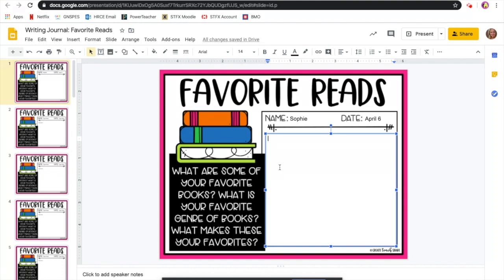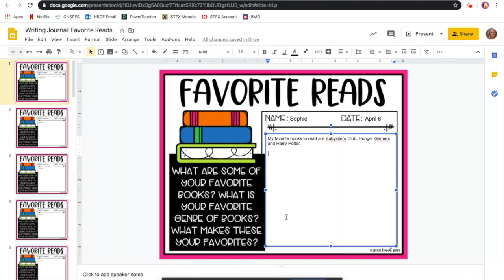So Sophie is going to tell me the first question, which is, what are some of your favorite books? So Sophie will say something like, my favorite books to read are Babysitter's Club, Hunger Games, and Harry Potter. She's then going to move on to the next question. What is your favorite genre of book? And she's going to do the same thing, full and complete sentences. Okay, so that is what I am looking for in your writing journal.